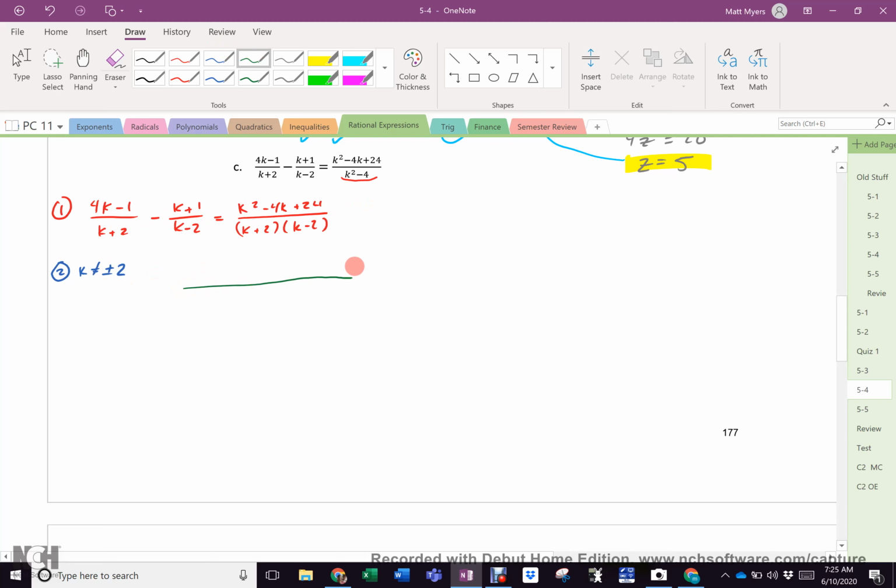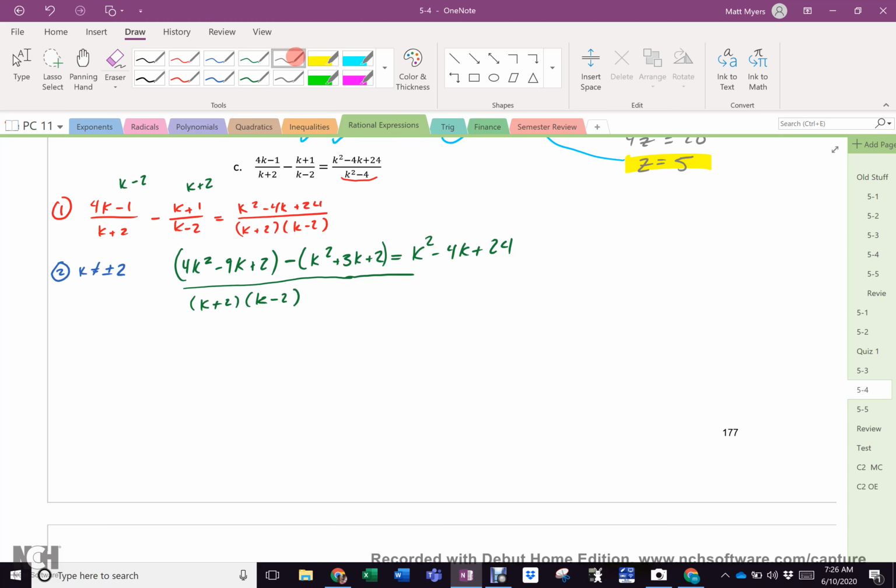What's our common denominator? Well, it's obviously k plus 2, k minus 2. So what does this guy need? This guy needs k minus 2. What does this guy need? K plus 2. What does this guy need? Nothing. So, this is going to get crazy. This is going to give us 4k squared minus 9k plus 2. That's this guy. Minus k squared plus 3k plus 2 equals k squared minus 4k plus 24.